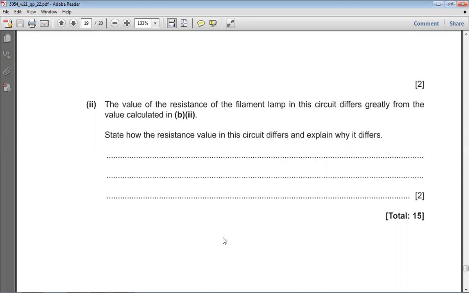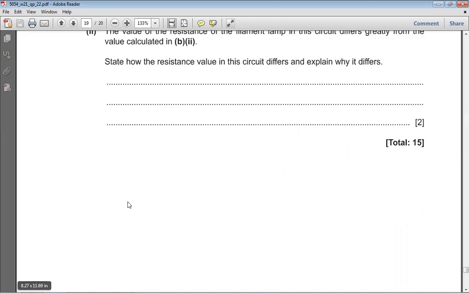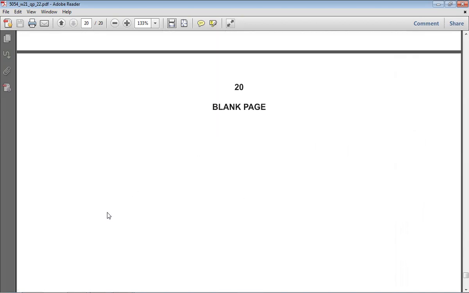But when you connect this lamp with a 1.5 volt cell only, the voltage will be low, the current will be low, and the power used by the lamp will be low. So the lamp filament will not be hot, so its resistance will be low as compared to the lamp where it was connected with the 240 volts. It's a 2 mark question, and that's the last question of this paper.